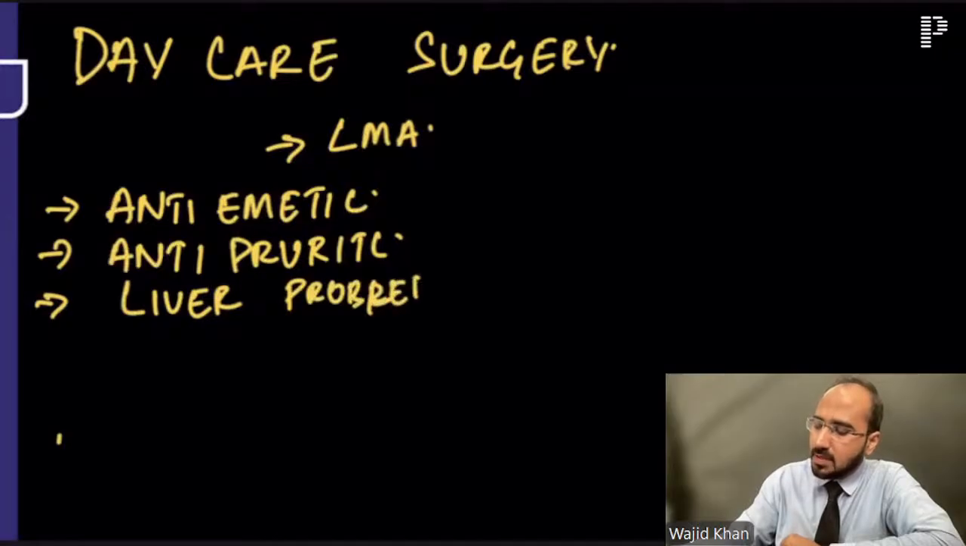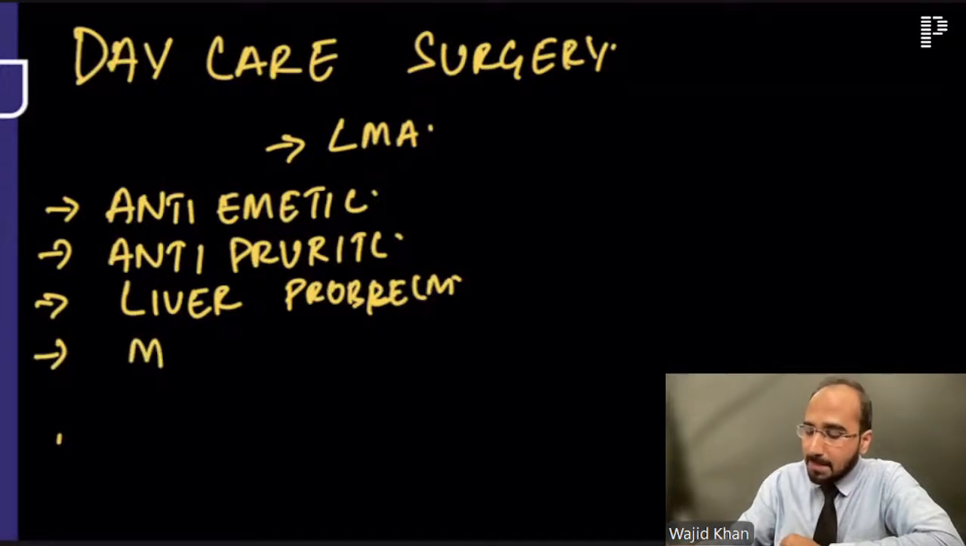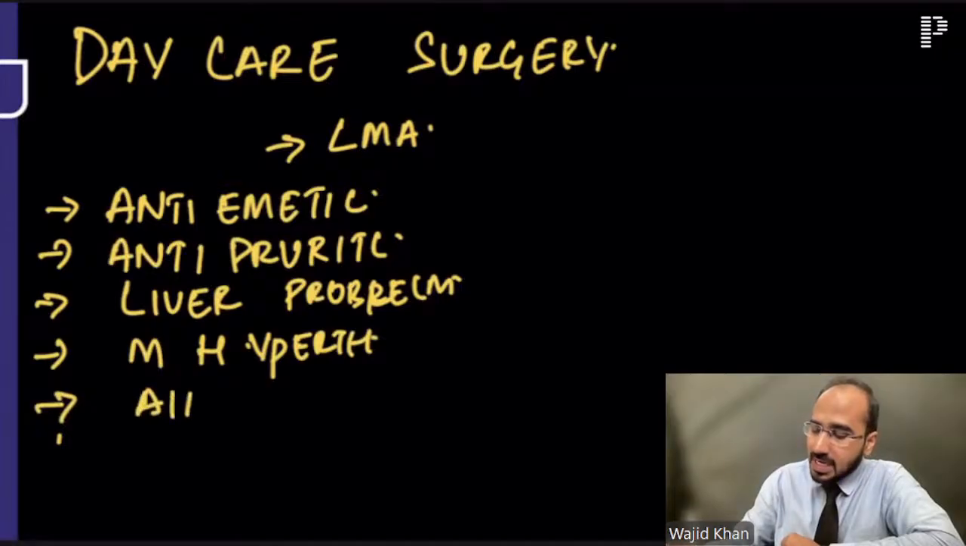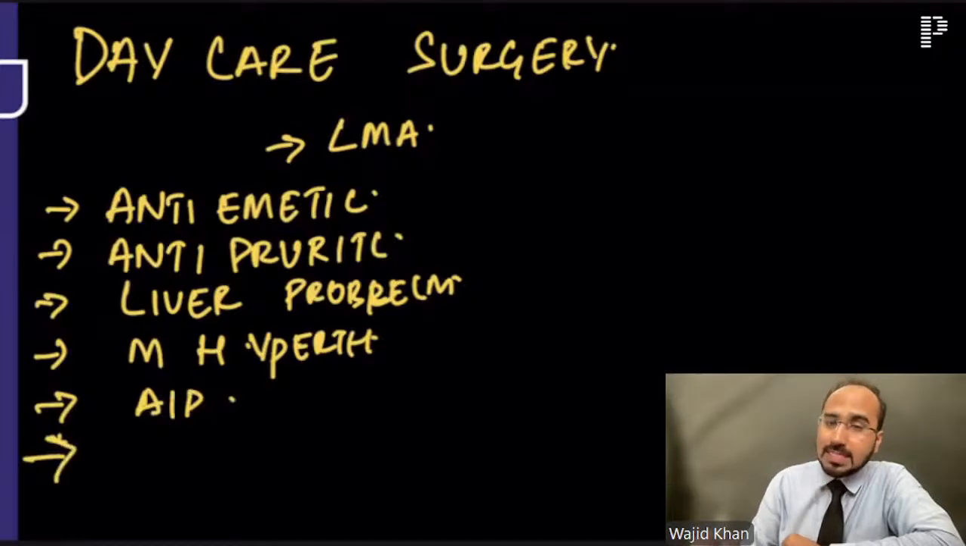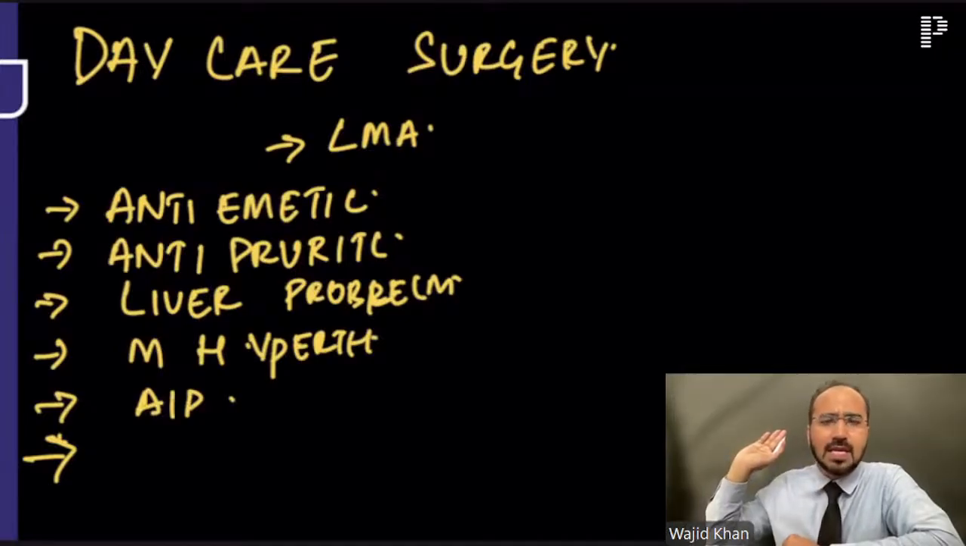Liver problems. Okay? You try to give a drug that does not have the side effect of malignant hyperthermia. Just imagine all these scenarios, guys. You don't want to give a drug to this patient that causes acute intermittent porphyria. Apart from that, for daycare surgery, you also try to avoid some inhalational agents and just maintain the anesthesia with IV agents.